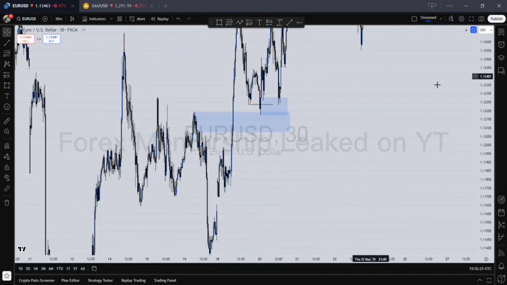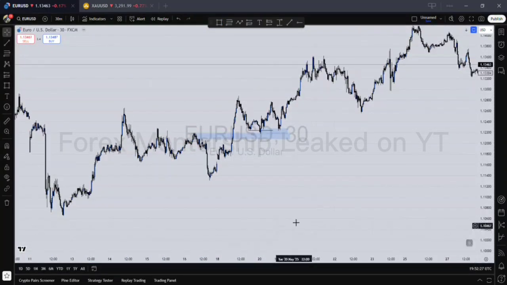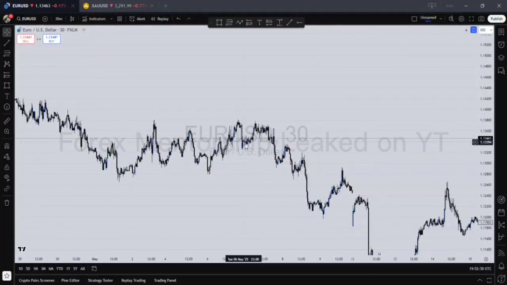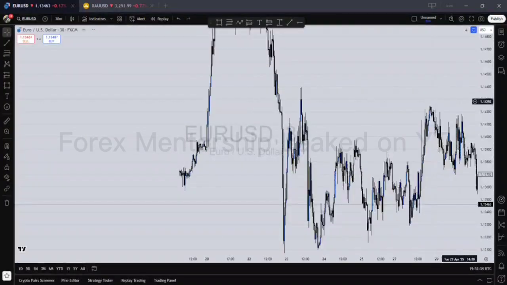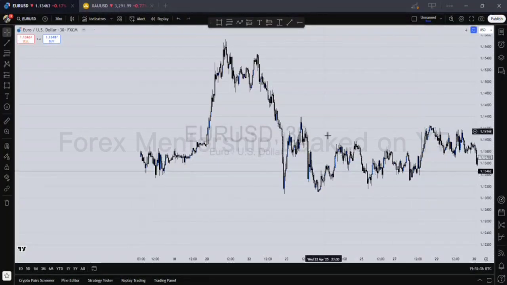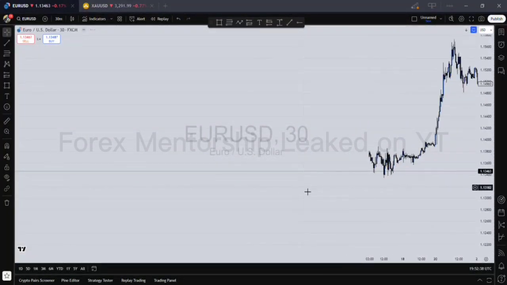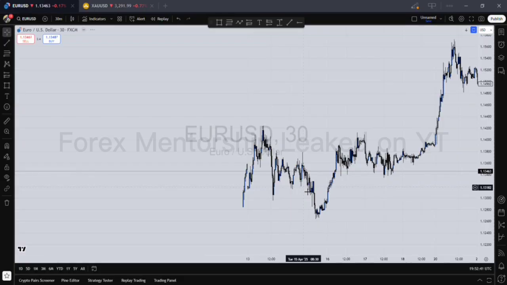Just broken resistance turned to support. If you carry this to Twitter, that's when you will see a lot of books already. Support break, turn resistance. Resistance break, turn to support. That's mitigation block.